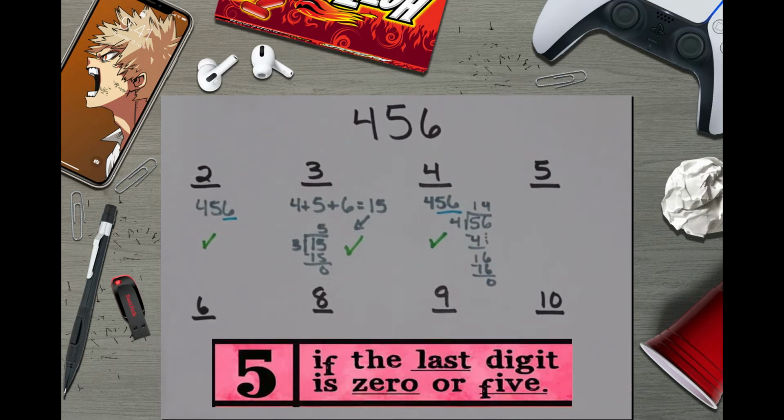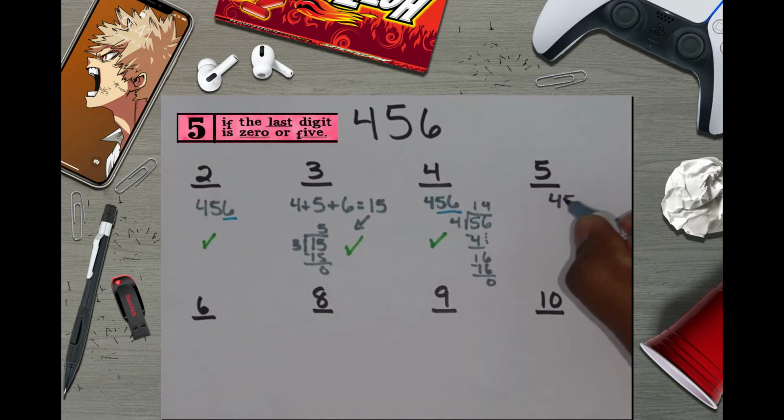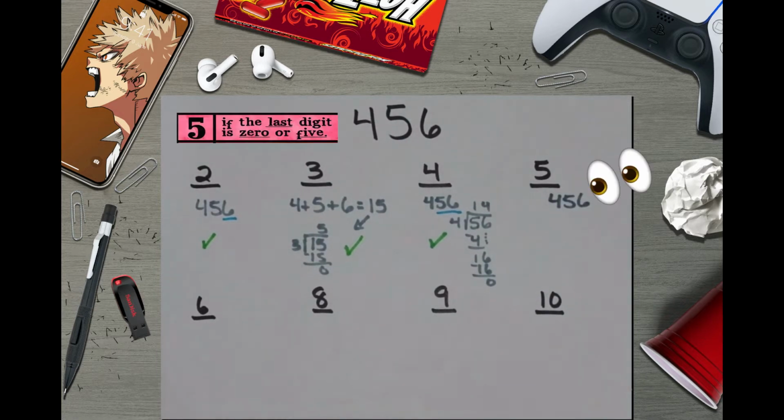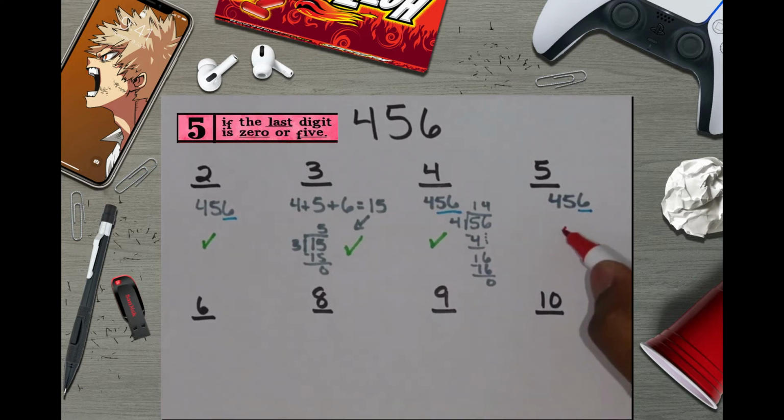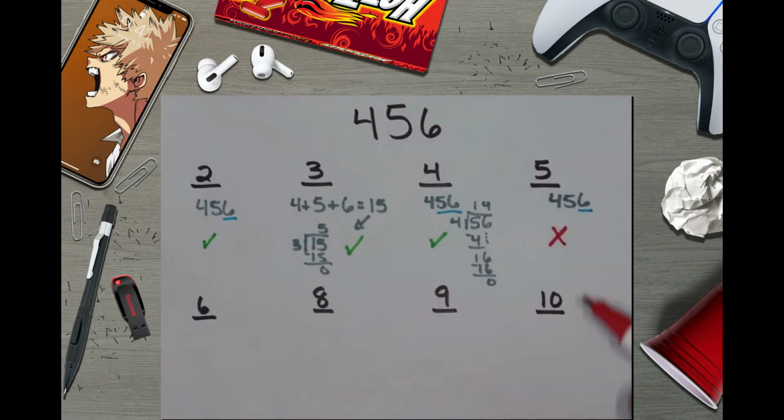Divisibility rule for 5: the last digit is a 0 or a 5. If I look at 456, I look at my last digit. Is it a 0 or a 5? It is not. So this is not going to work.